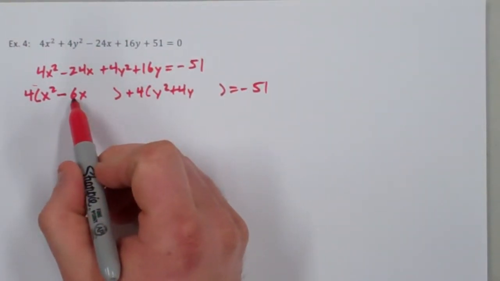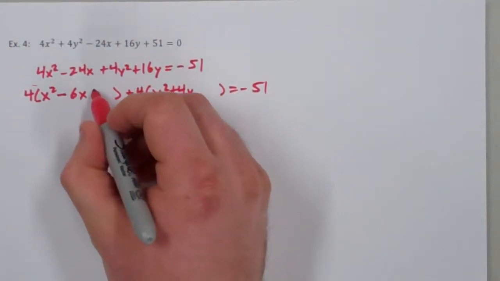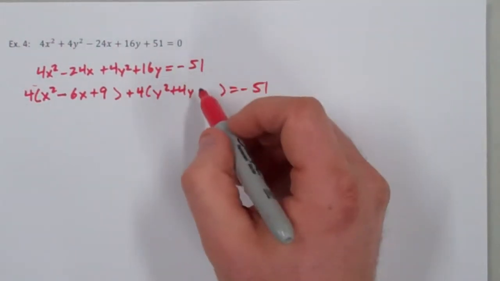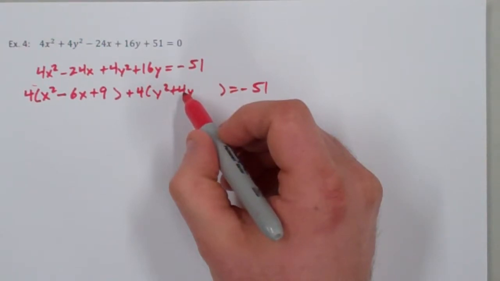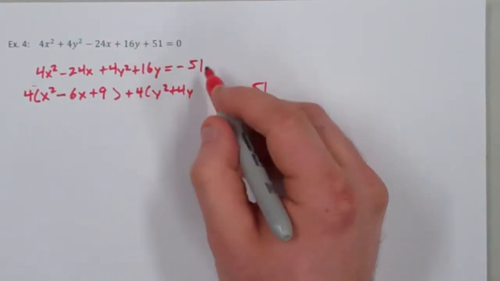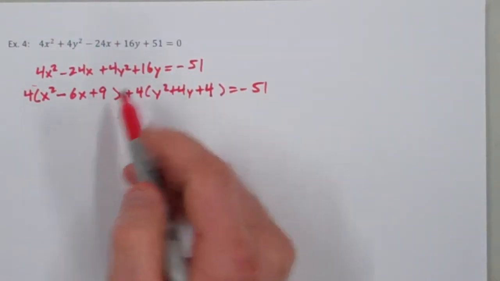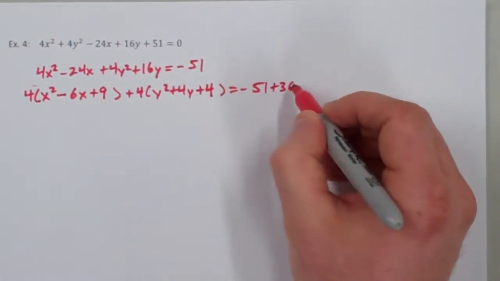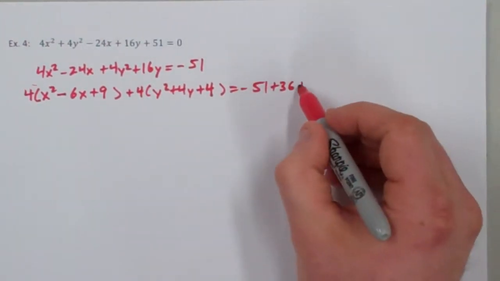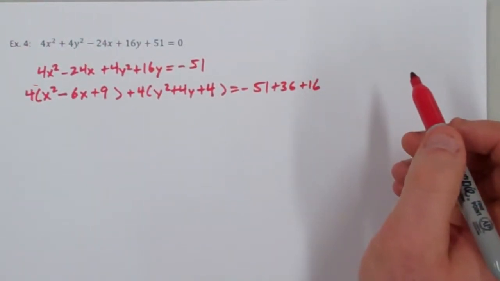Completing the square, we've got half of negative 6, which is negative 3 squared, is positive 9. And then this one should be half of 4, which is 2 squared, and that's going to be 4. 4 times 9 is 36, so we'll have to add that to the right. And then 4 times 4 is 16. So we'll have to add that to the right as well.